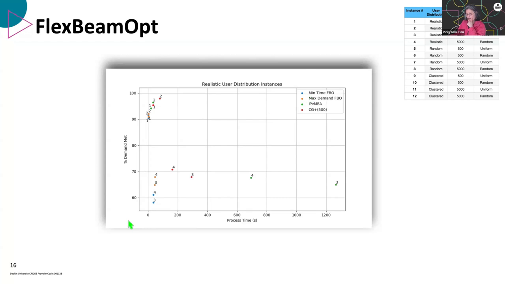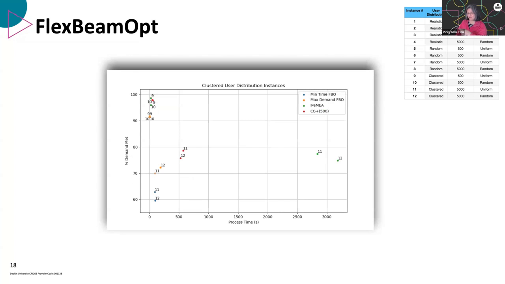So for each instance, we take the algorithm that took the shortest amount of time. Most of the time it is FBO3, except for 2 instances. The orange dots are the virtual max demand algorithm out of the first 3, whichever produced the best percentage demand met. And then the red are from CG plus 500, and the green ones are from IPMIA. IPMIA actually did better than the red one in one problem instance, which is 9, so I thought there's still a point in presenting it.